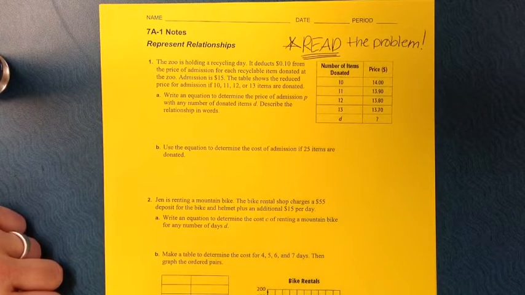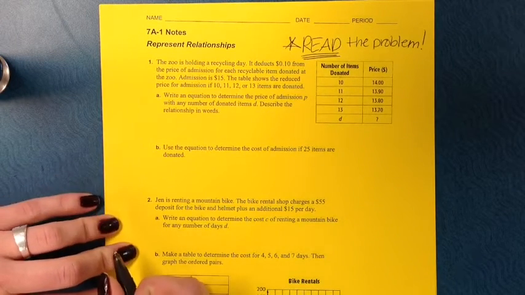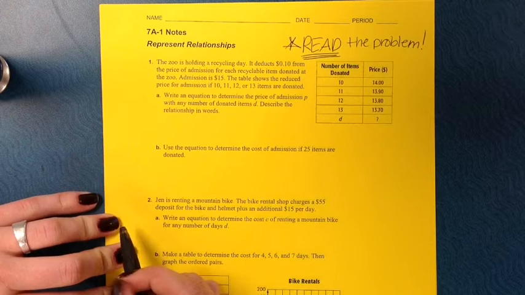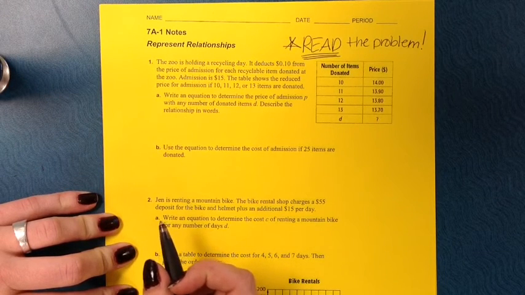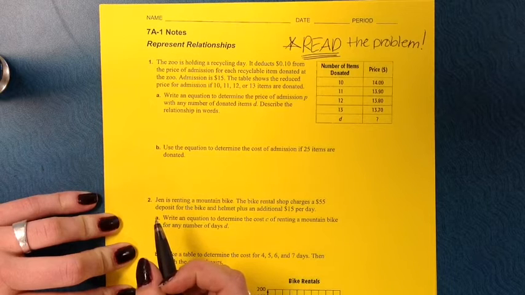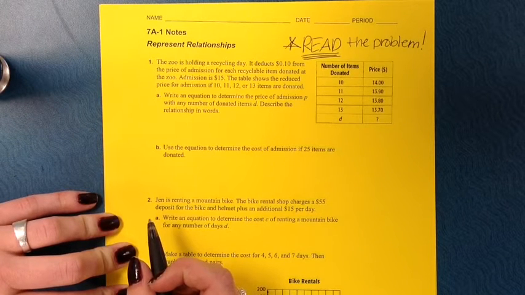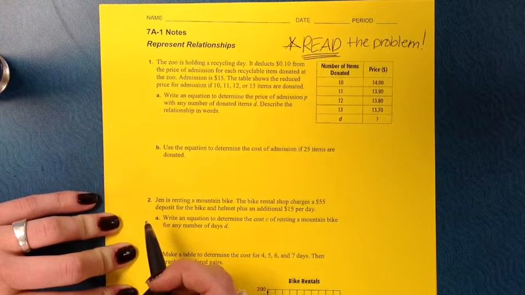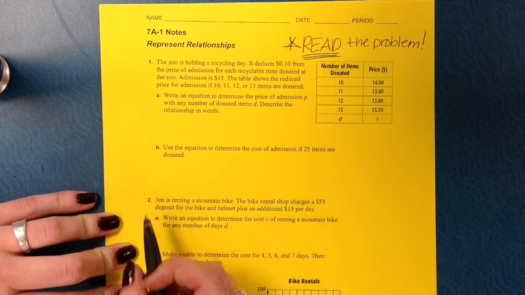So number 1 says, the zoo is holding a recycling day. It deducts 10 cents from the price of admission for each recyclable donated at the zoo. Admission is $15. The table shows the reduced price for admission if 10, 11, 12, or 13 items are donated. A, write an equation to determine the price of admission with any number of donated items. B, describe the relationship in words.